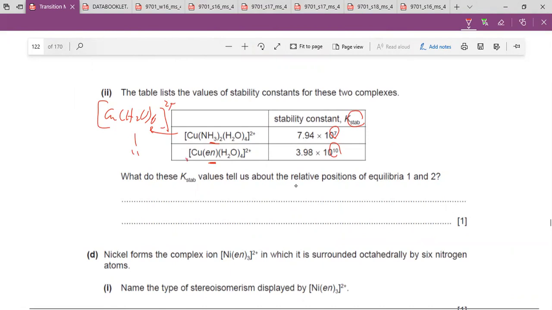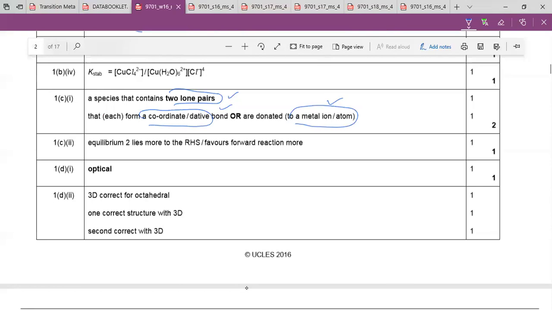it shifts more to the product side. How do you explain it? How do you give that an answer? Okay, right. See, the equilibrium lies more to the right hand side. Equilibrium lies more to the product side, or favors the forward direction because of the bigger value. So it favors more products being formed. That's all they want. So see what they ask, see what they want.